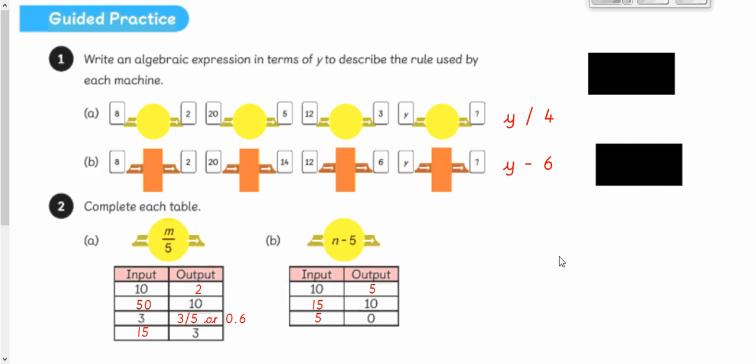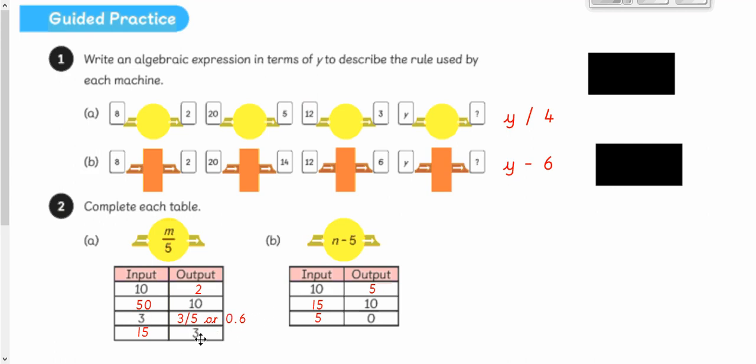So complete each table. So the rule is m over 5, which we know means m divided by 5. So if we put 10 in, 10 divided by 5 is 2. Now we're going to have to use the opposite here, because if we get 10 out, once it's been divided by 5, use the inverse. Inverse of division is multiplication. So let's do 10 times 5 to get the initial number. So 10 times 5 is 50. 3 divided by 5. Now we can just write 3 over 5 and leave it like that. Or if you've worked it out, it's 0.6.